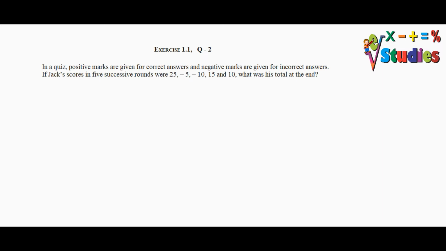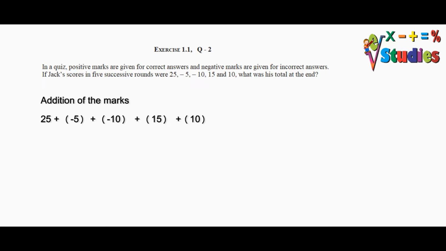Alright students, based on what we have learned, let's try to solve a problem of exercise 1.1 question number 2. What it says is that in a quiz, positive marks are given for correct answers and negative marks are given for incorrect answers. If Jack's scores in 5 successive rounds were 25, -5, -10, +15 and positive 10, what was his total at the end?